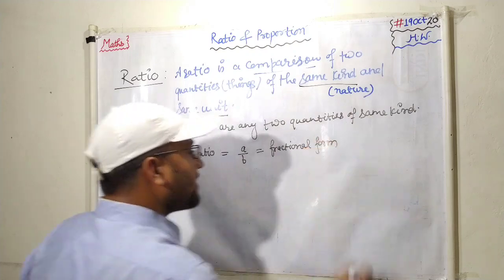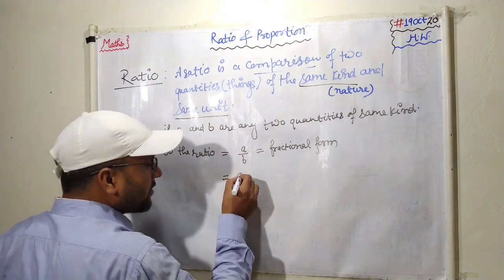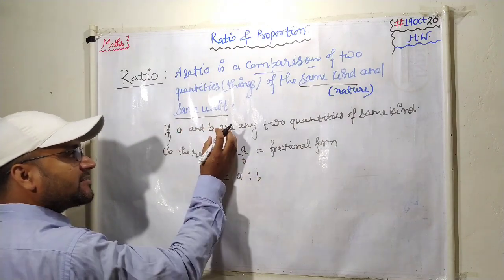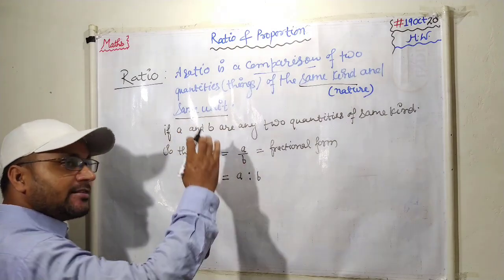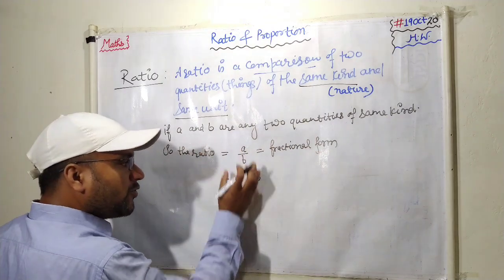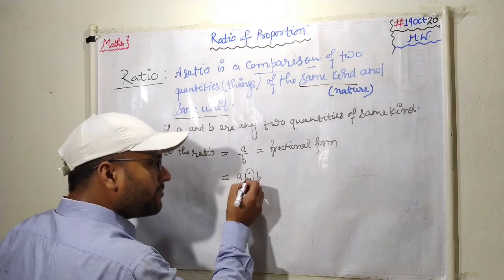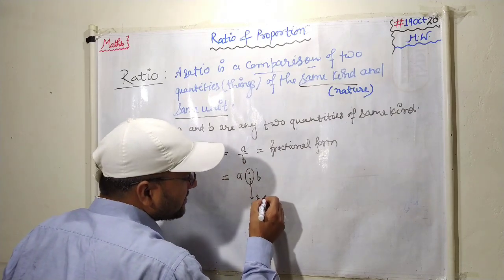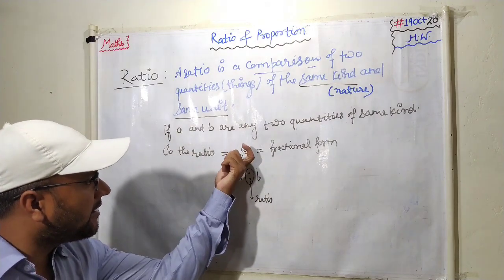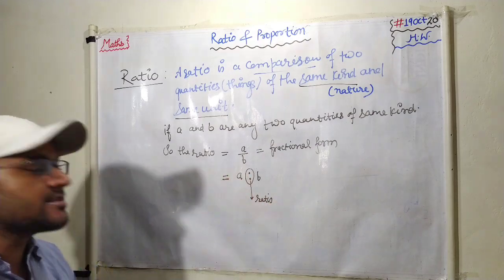Students, in the next step I am going to write it in the form of a ratio, A is to B. If the first quantity is divided by the second quantity, that is a ratio in fractional form. And if you write it in this form, A colon B, this is known as a ratio, students. This symbol is known as a ratio.